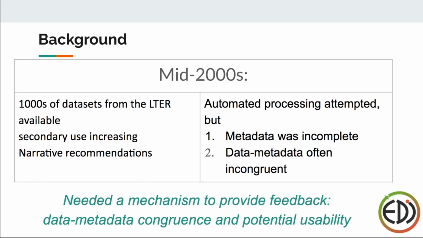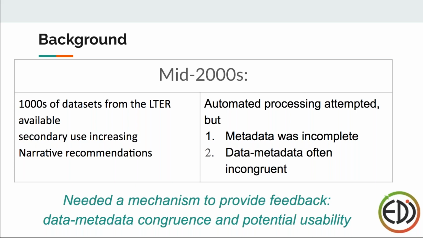A little bit of background. Most of this work dates back to almost beyond a decade. By the mid-2000s, there was an LTER data repository with thousands of data sets that were available. Secondary use of the data in these was increasing, particularly for ecological synthesis, and we had a set of narrative recommendations for how data should be handled and contributed to a repository. And a lot of us recognized that the EML schema itself was very granular and really well suited toward automatic processing.